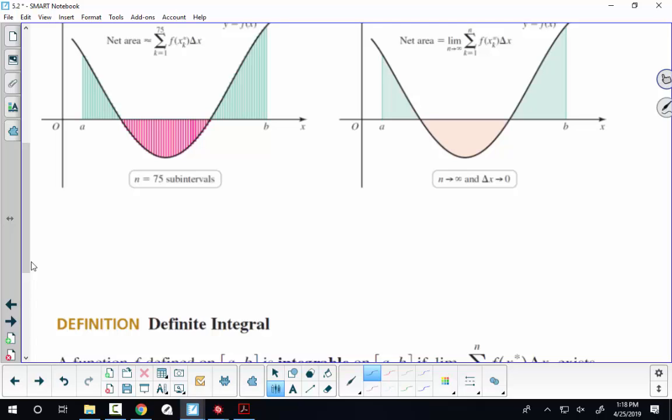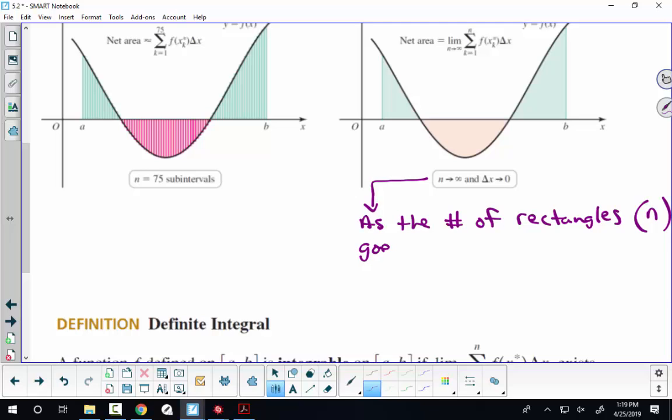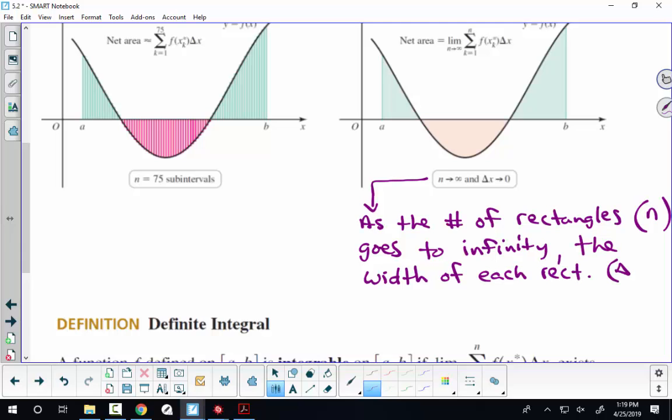So I'll just make that note here: as the number of rectangles, which again is n, approaches infinity, the width of each rectangle, which is delta x, goes to 0. So they're really the same statement, just talking about a different thing.